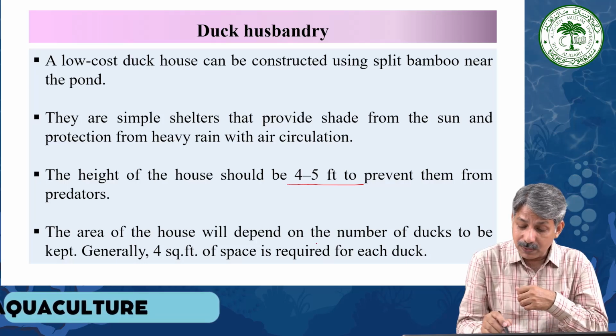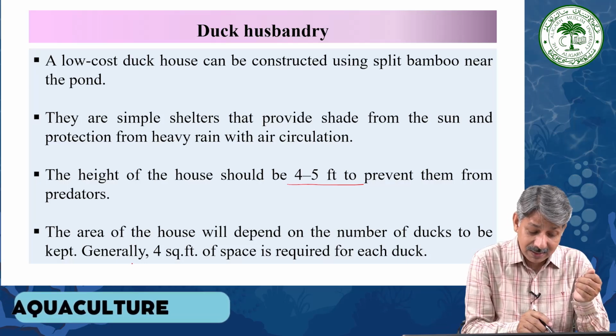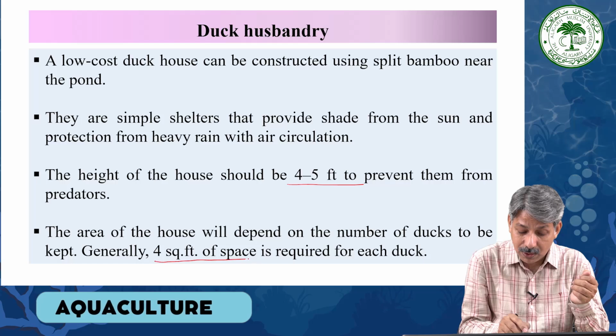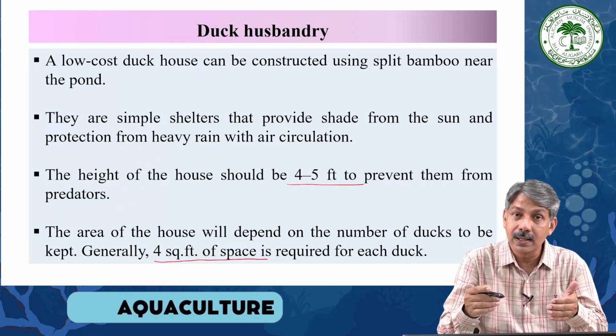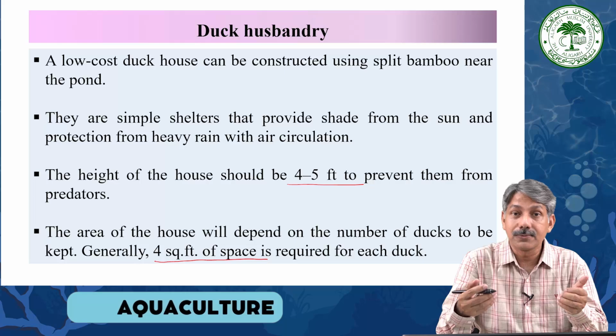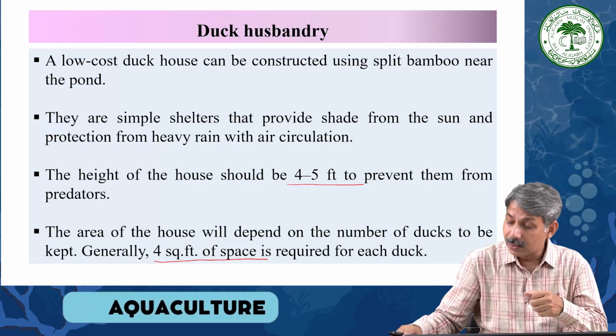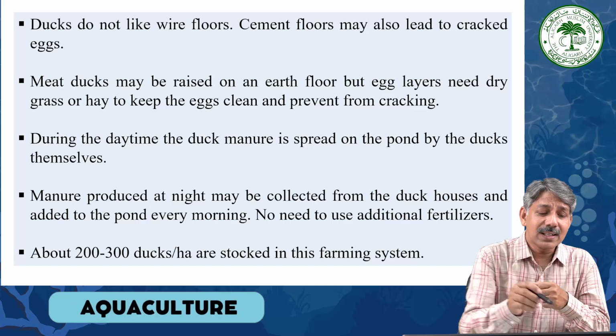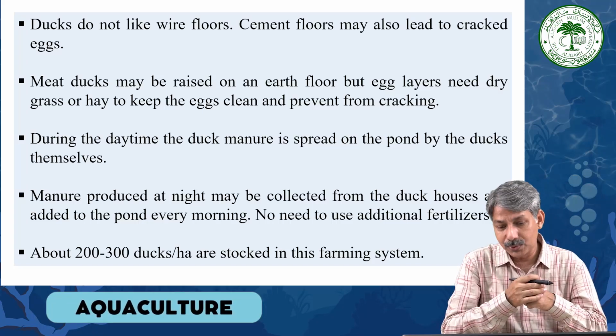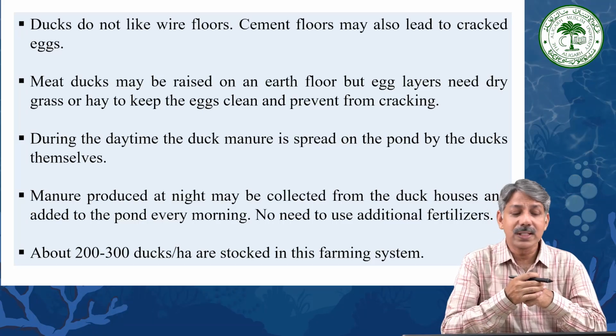The area of the house will depend on the number of ducks, of course. Generally, this one is important: 4 square feet of space is required for each duck. So you can calculate accordingly, so that they can have a comfortable shelter and good growth. Here they have written that ducks do not like wire floors. Cement floors may also lead to cracked eggs.